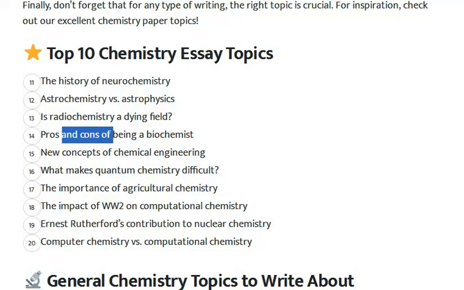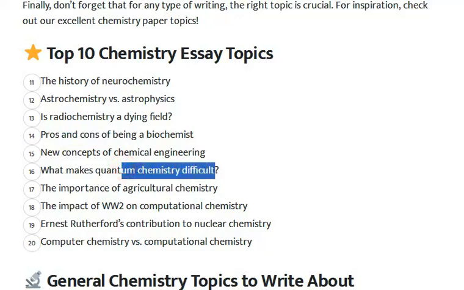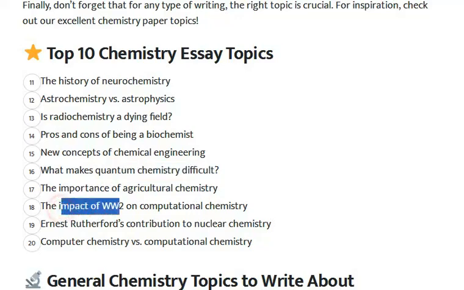New concepts of chemical engineering. What makes quantum chemistry difficult? The importance of agriculture chemistry. The impact of WW2 on computational chemistry. Ernest Rutherford's contribution to nuclear chemistry. Computer chemistry versus computational chemistry.